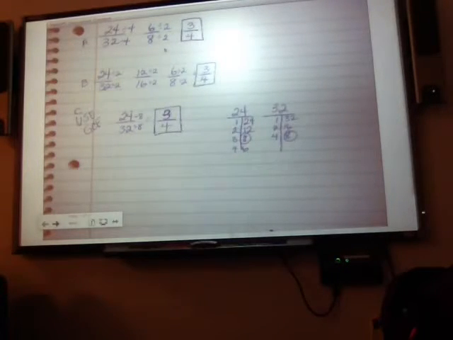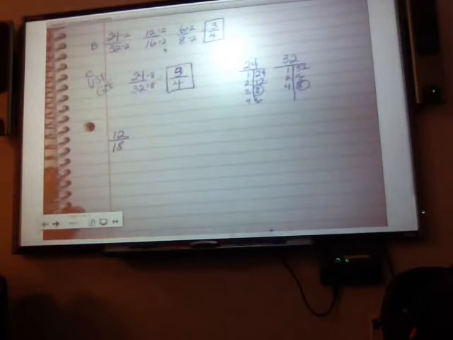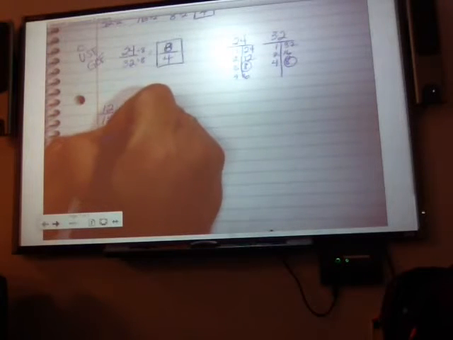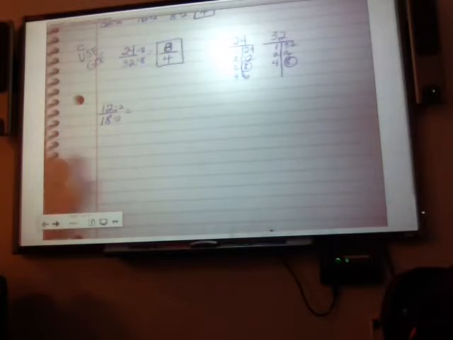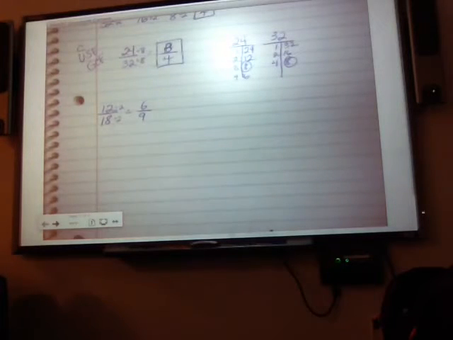All right, so let's do one more, and then we'll move on. 12 over 18. Both of those are what? Even. Okay, great. Both of them are even, and so therefore they're both divisible by what? 2. What is 12 divided by 2? 6. 18 divided by 2? 9.